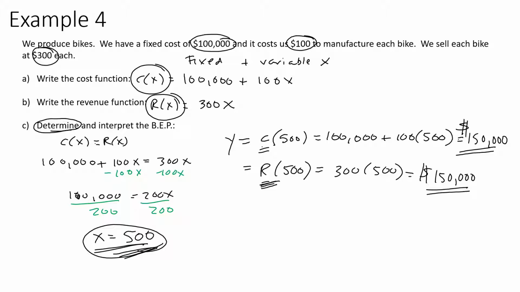Determining the break-even point says that x, we need to produce 500 bikes, and then to interpret that, we're going to say if we produce 500 bikes, then we will make $150,000, and it will also cost us $150,000 to do that.